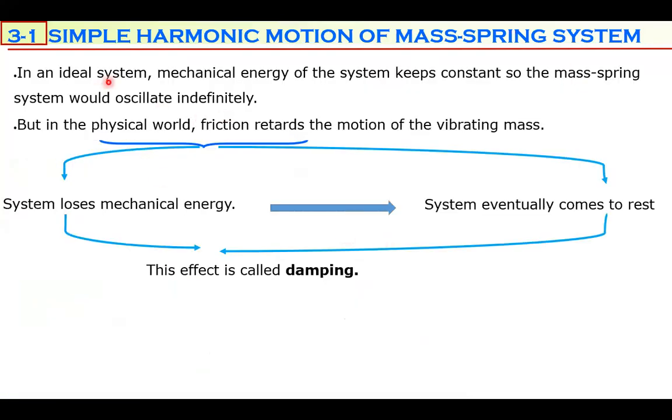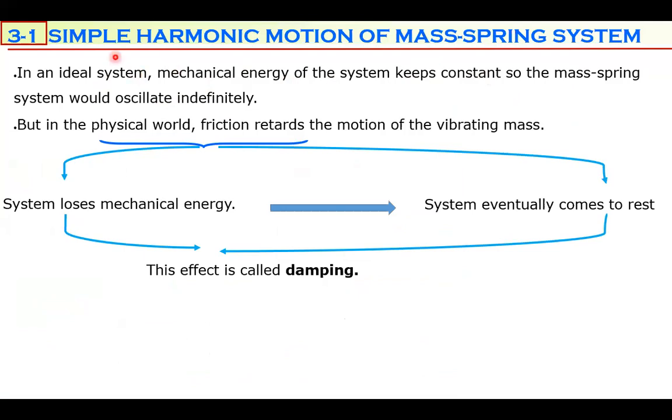So in an ideal system, the mechanical energy of the system stays constant. As I said, total mechanical energy, which is the sum of kinetic energy and potential energy, stays constant. So a mass spring system would oscillate indefinitely, which means infinitely. But it is ideal. What does ideal mean? Energy is not lost, no friction.